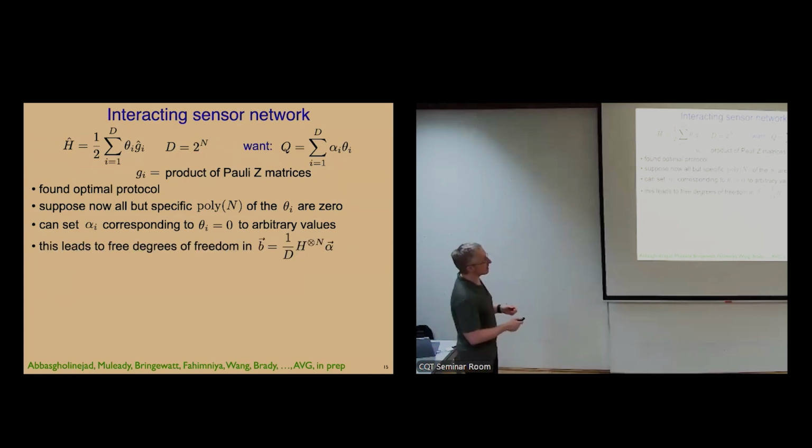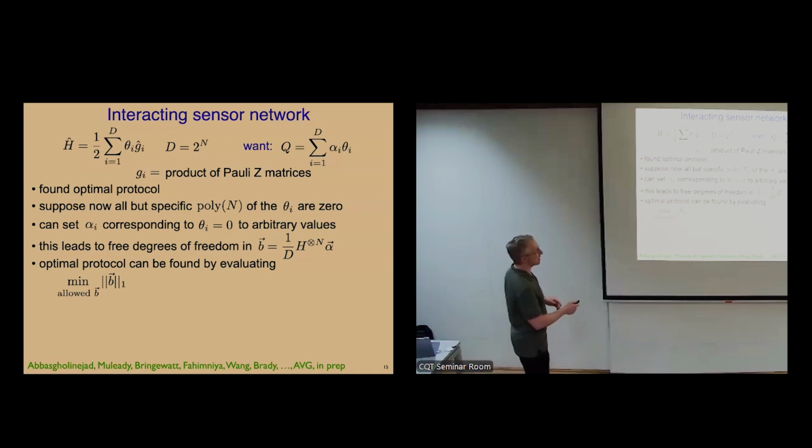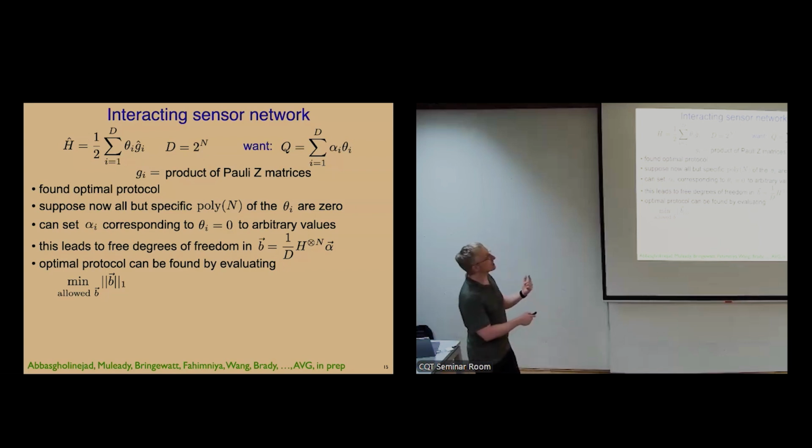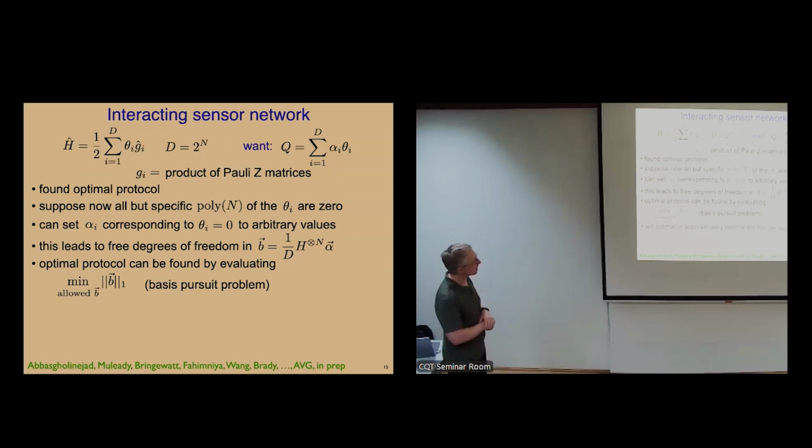So it means that when I choose what B to use, I have some free degrees of freedom corresponding to these alphas that I can arbitrarily set. So in this case, the optimal protocol can indeed be found. You just need to find the one norm, the smallest one over all allowed Bs, right? Because we have some degree of freedom here. This problem happens to be called a basis pursuit problem, so it's a known problem.